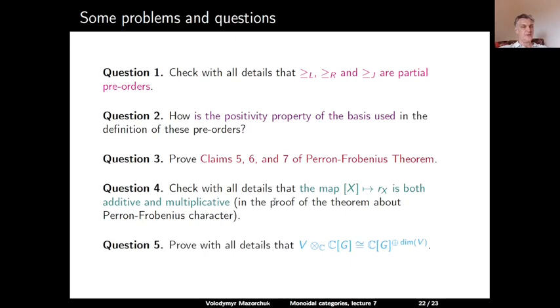And question 5. Prove with all details that tensoring a G module with the regular G module, we will get the direct sum of a number of copies of the regular G module, where the number of summands is the dimension of V.